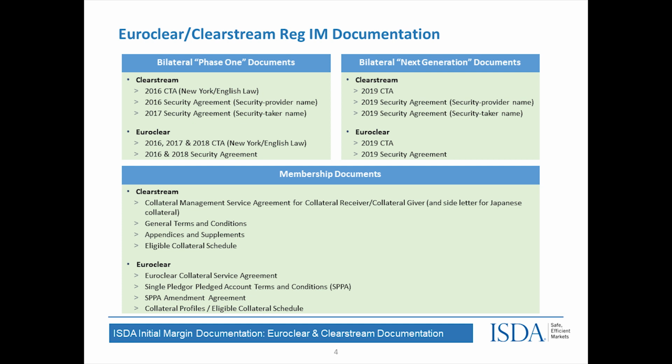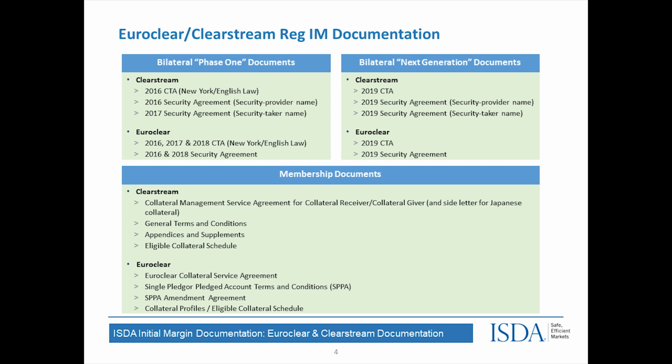For Clearstream, there are two 2016 forms of CTA. One is governed by English law, and the other form is governed by New York law. And the idea here was that parties would match that governing law to the governing law of their ISDA master agreement. There was also a 2016 form of security agreement, and as Guy has already mentioned, the security agreement for Clearstream is governed by Luxembourg law, as that's the jurisdiction of Clearstream, and where the relevant secured account is maintained.